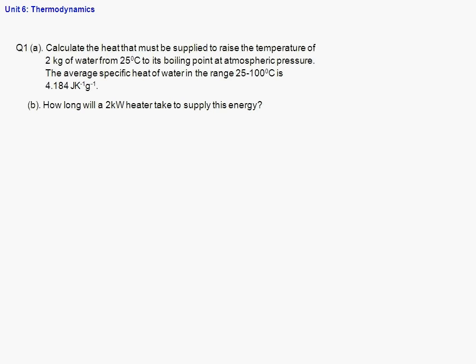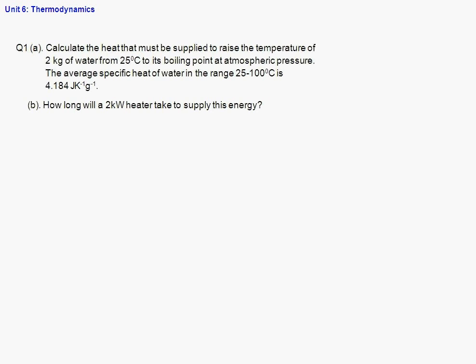Problems based on heat capacities. Okay. Question number 1. There are two parts. Part A is: calculate the heat that must be supplied to raise the temperature of 2 kg of water from 25 degrees Celsius to its boiling point at atmospheric pressure.